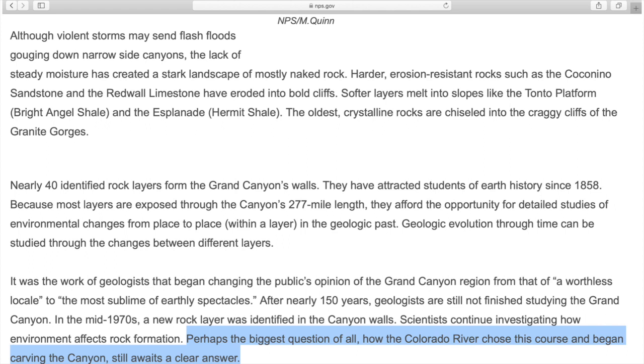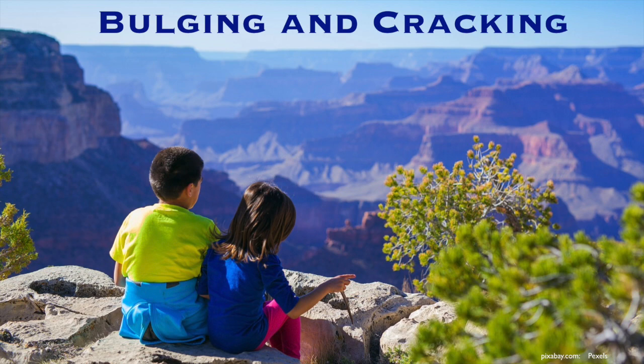And then this one's not on their website either, but it asks a good question. Perhaps the biggest question of all, how the Colorado River chose the course to begin carving the canyon awaits a clear answer. I've got the answer. We got the answer. Okay, here's the answer: bulging and cracking. That's the key to the whole Grand Canyon.